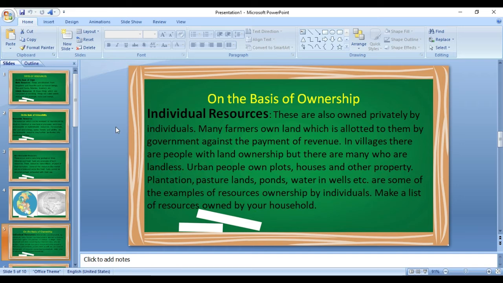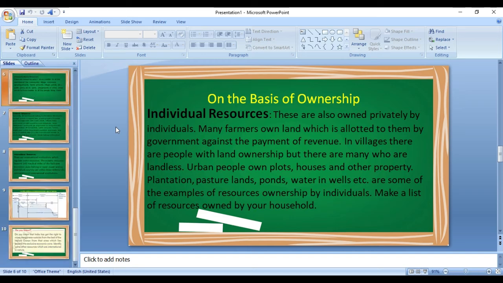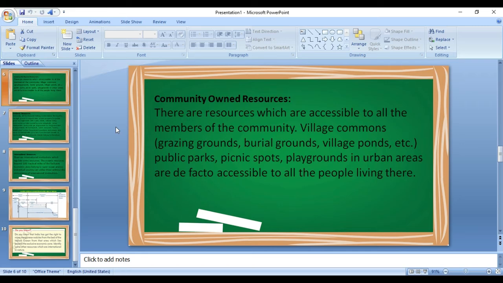For this, we all pay a nominal amount of tax or revenue to the government of India, right? And they ensure that it is our land, and we have a legal right to our land, right? These are some examples of individual ownership. So now let's move to the next one. On the basis of ownership, what we have next is community owned resources.